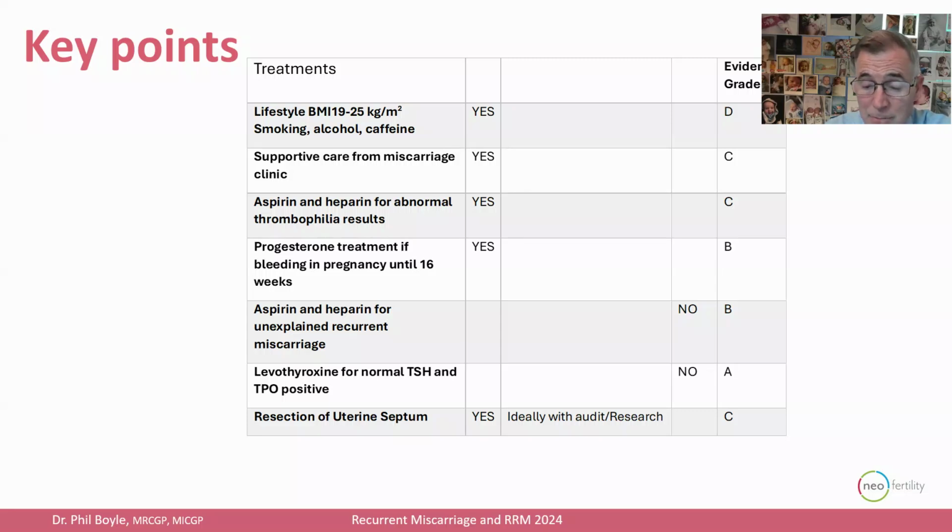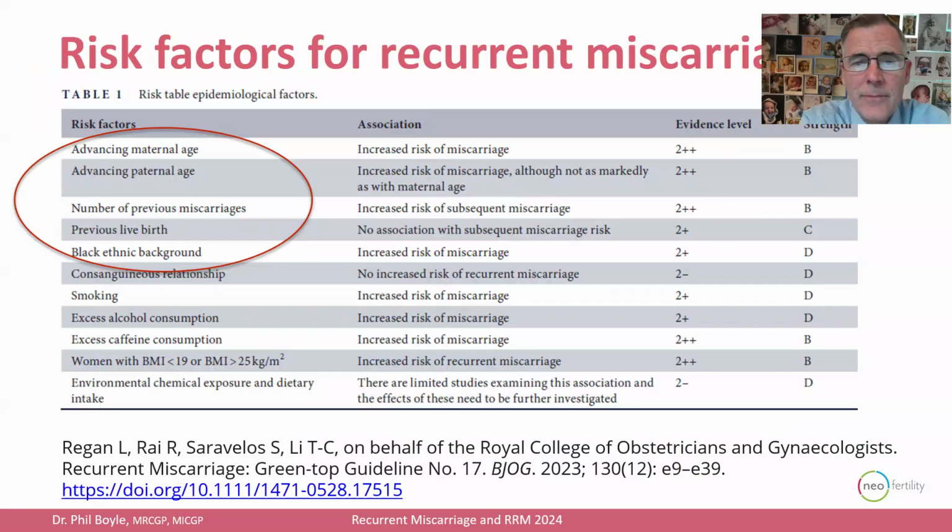Resection of uterine septum, I've seen that work very well clinically. They say, well, ideally without it in research, but I'm more than happy to recommend that in clinical practice because I've seen it work. So it's good to be aware of these things.